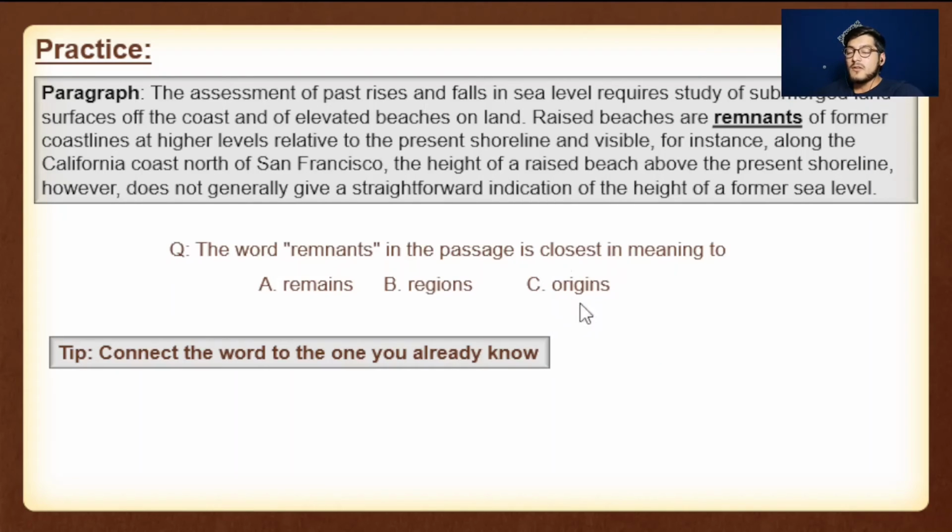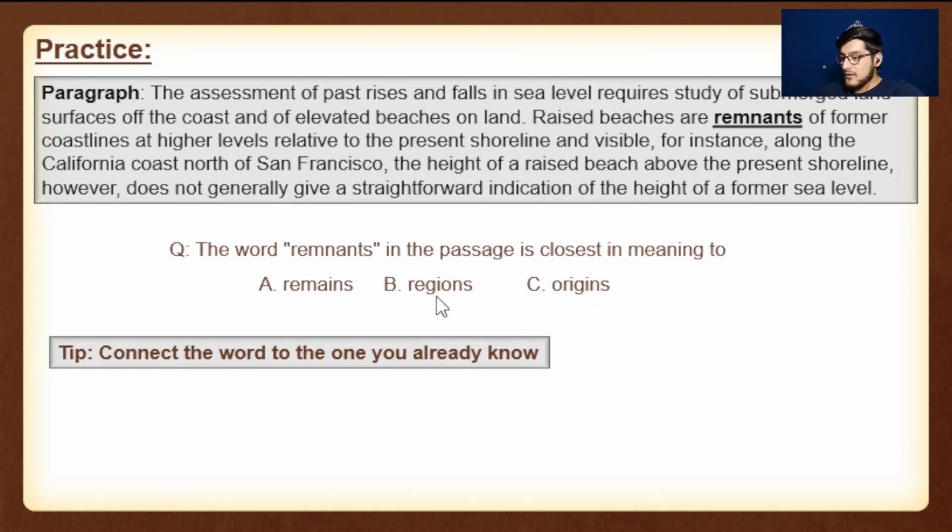Origins means the roots of something. The raised beaches that exist right now are the origins of the former coastline. It doesn't make sense. Why would the beaches or the locations that exist right now be the origins of something that already existed in the past? So it is a misplacement of the origins, or a misplacement of the root. It cannot make sense here. So we are going to remove option C because origins should be in the past, not in the present.